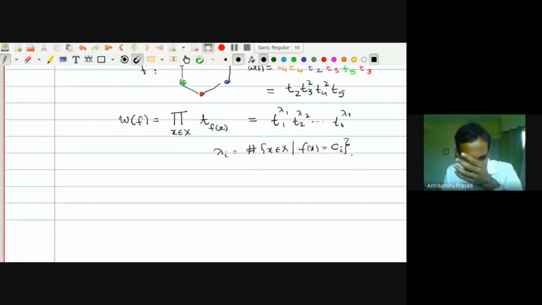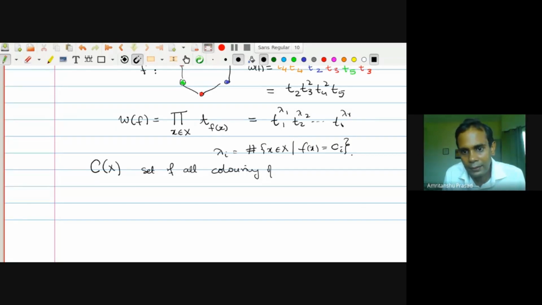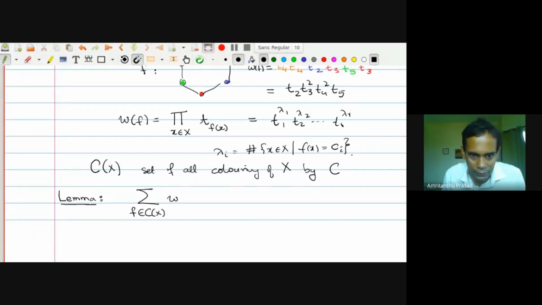And this is, in combinatorics, we call this generating function. So I'll write Cx for the set of all colorings of X by colors C. And here's a nice little formula which is not very difficult. It says that if you take the sum over all colorings of the weight of the coloring, this is called the generating function of colorings.